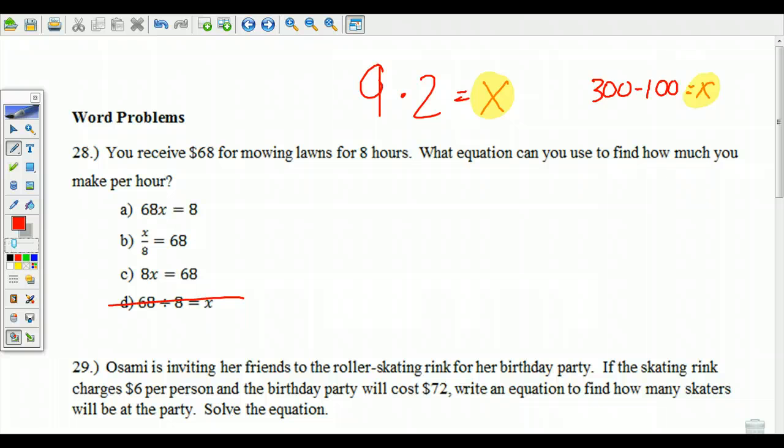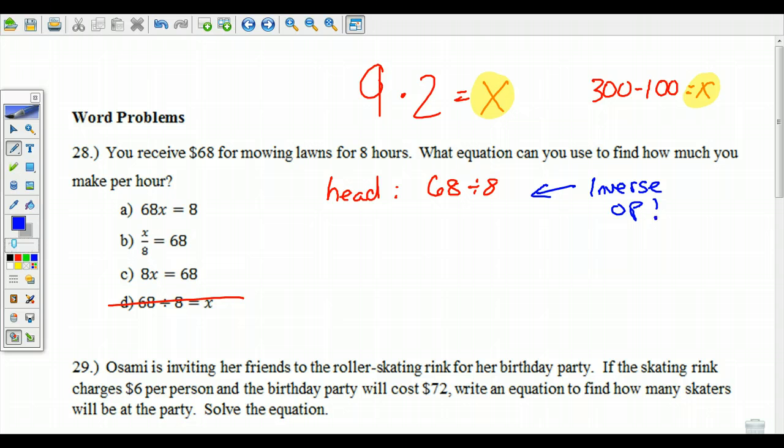Even though in your head you would do 68 divided by 8 to get the answer. So if you're thinking in your head, you would do 68 divided by 8, or even written it like this. If that's what you think you would do, that is probably your inverse operation. So if your inverse operation is division, it must come from a multiplication equation. So it's something times x equals something. So here it says the total is 68. That's what you receive. That goes on the end.